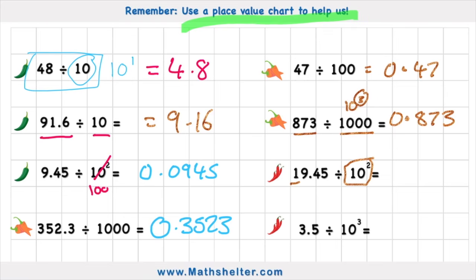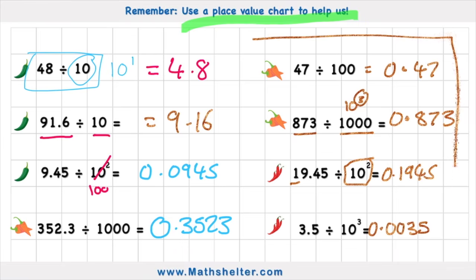10 to the power of 2 means I'm going to be moving 2 places, and the 1 in my tens column will therefore be in my tenths column. So again, 0.1945 would be my answer. And finally, the last challenge, 10 to the power of 3, we know means I'm moving 3 places. So if my 3 is at the moment in my ones column, 3 places down my place value chart is in the thousandths column. So I can put my 3 in the thousandths, my 5 in the ten-thousandths, but then I'm going to need a placeholder in my hundredths and a placeholder in my tenths, put back my decimal, put a 0 in front of it if I want, and my answer is 0.0035.